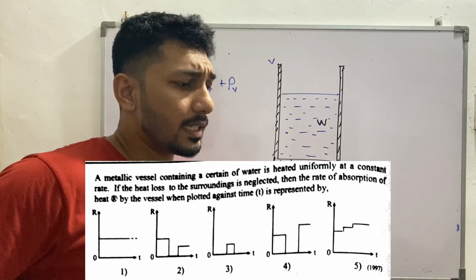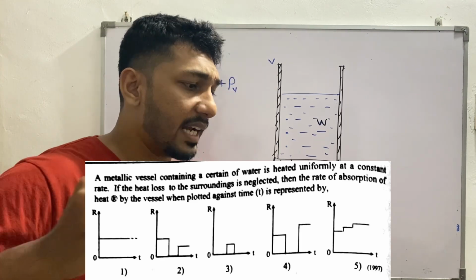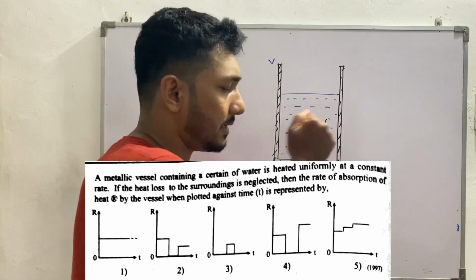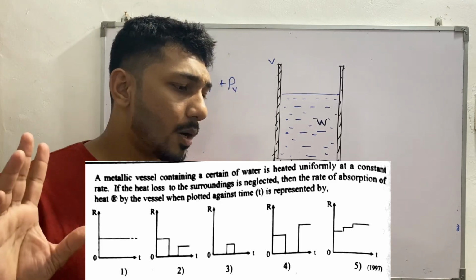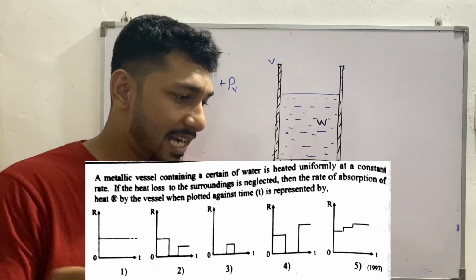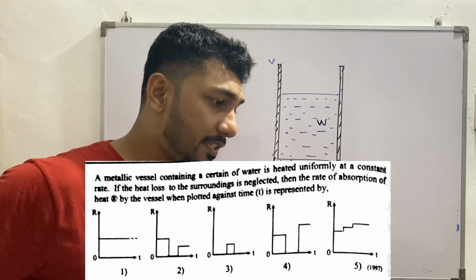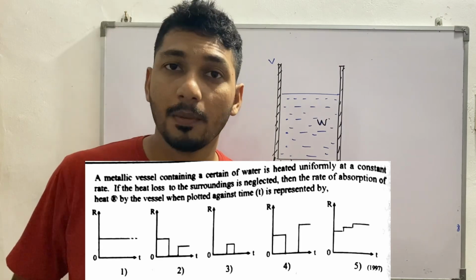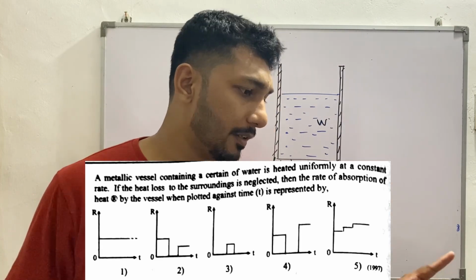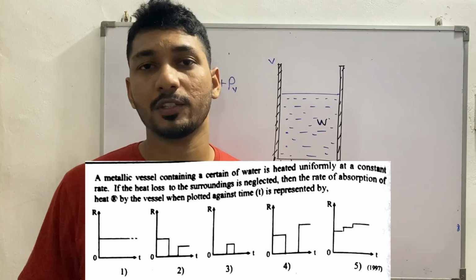A metallic vessel containing a certain amount of water is heated uniformly at a constant rate. So this is the vessel, this is water. Now, please underline that: if the heat loss to the surroundings is neglected. This one is very important. Then the rate of absorption of heat absorbed by the vessel. So here the question is about the vessel only. The rate of absorption of heat by the vessel when plotted against time is best represented by.